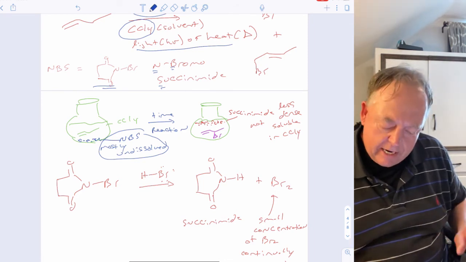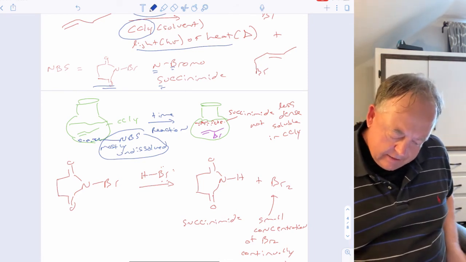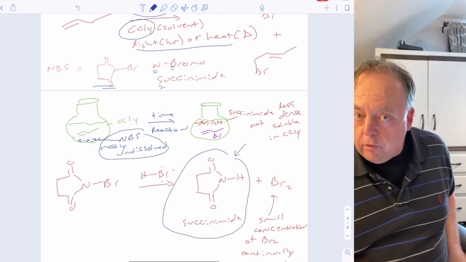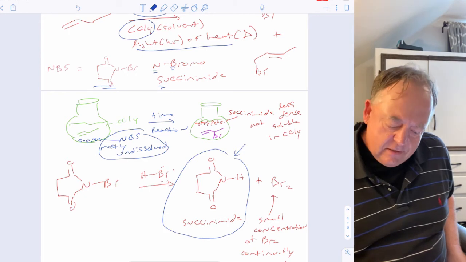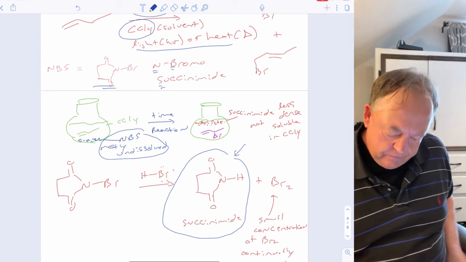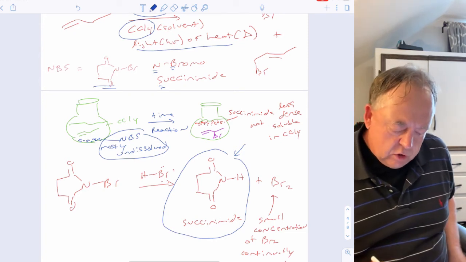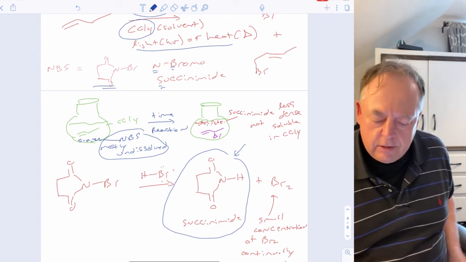And so basically it's mostly undissolved at the bottom of the flask. And then as the reaction occurs, NBS is converted into this compound succinimide. And that is not soluble in carbon tetrachloride, but it's less dense, so that ends up floating on the reaction. So you know the reaction is done when there's no more solid on the bottom and you just have solid floating on the top.